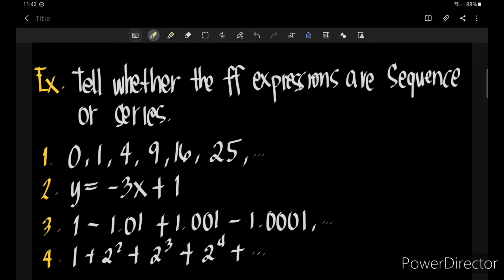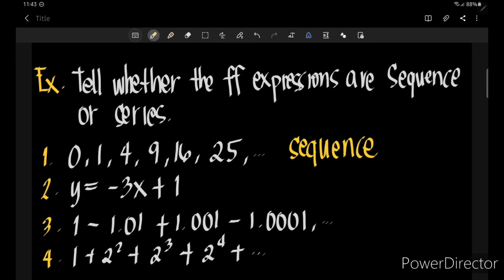Alright, for example, tell whether the following expressions are sequence or series. Let's have number 1. 0, 1, 4, 9, 16, 25, and so on. Kung mapapansin natin, each term is a perfect square. 0 square, 1 square, 2 square, 3 square, 4 square, 5 square. And that is the pattern. Hindi pwedeng maiba, meaning malilipat yung 16 sa 4th place natin, or yung 25 yung ating first term, and so on and so forth. Okay? Now, malinaw na ito ay sequence.